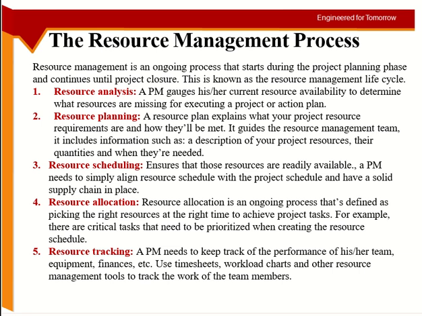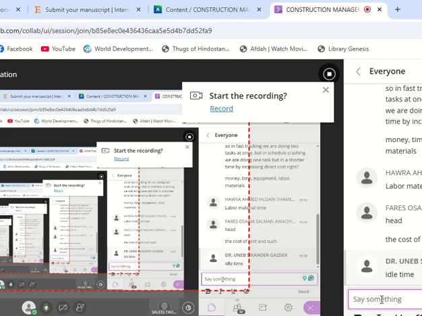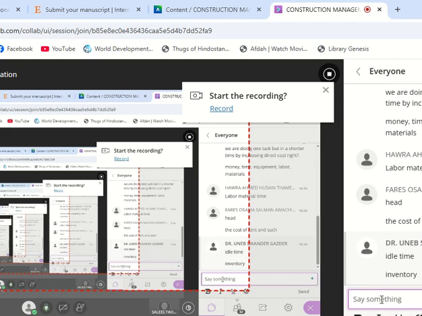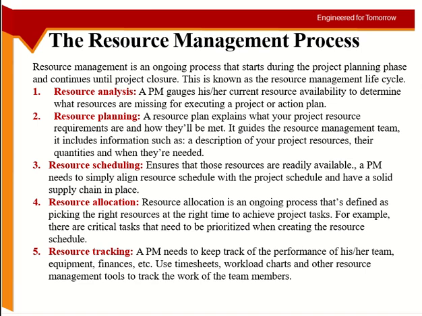Okay, so the resource management process involves these 5 steps. First of all, resource analysis. We also call it inventory. Taking an inventory means a record of what you already have. So this is where you start.